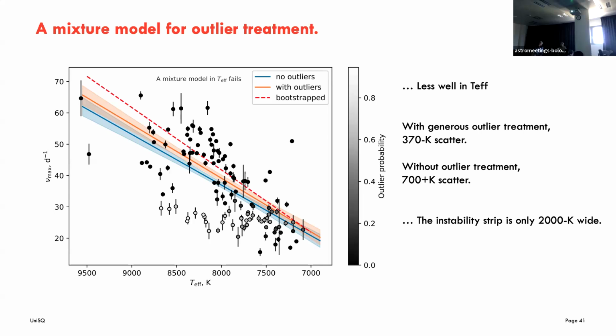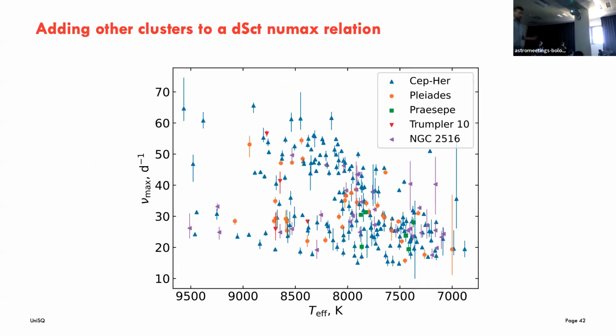That's basically what I've settled on from this analysis: there is no useful relation between nu max and temperature for delta Scuti stars. And if you can't find it for a large homogeneous sample of stars of the same metallicity and the same age, then what hope have you got for field stars? That's where I'm at. I also tried adding other clusters to see if they behave in the same way, and surprisingly, they kind of do.